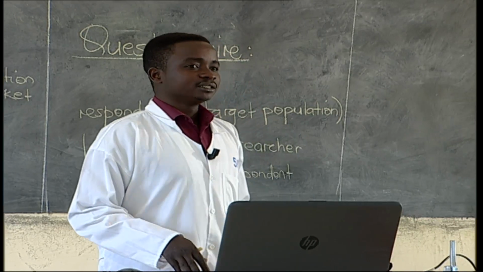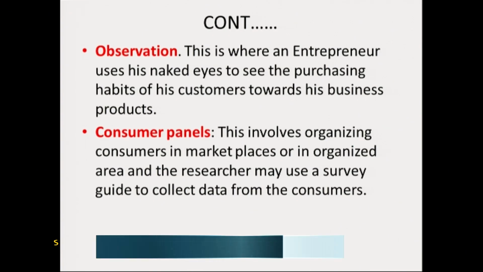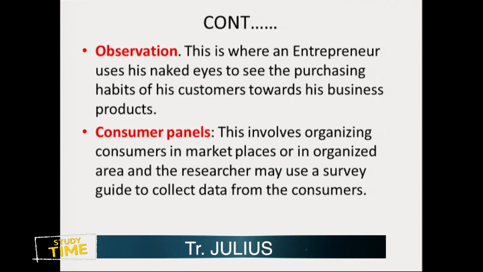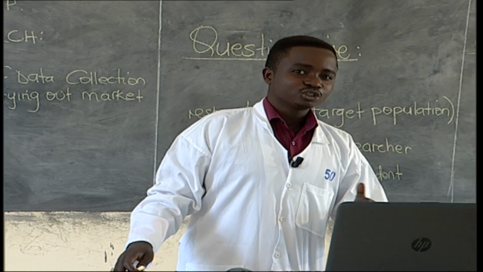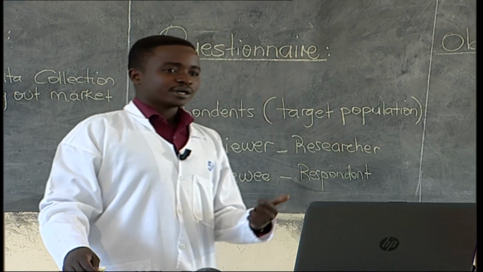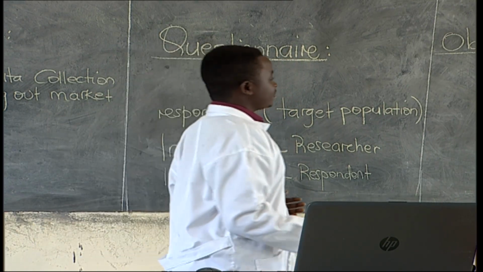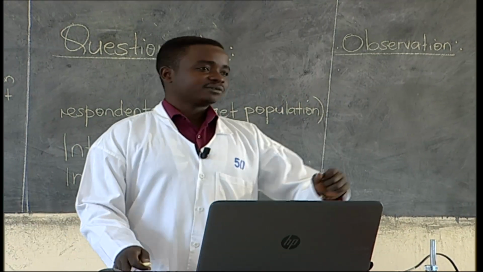Then we have number 3, which is observation. Method number 3 is the observation method. With the observation method, the researcher or the entrepreneur uses his naked eyes to monitor the purchasing habits of his customers towards his products. So you can use your eyes and you extract information. You observe something, and then you get information from your customers. Here, you may also observe, maybe customers come to buy your products. Your competitors are there, maybe like 4 sellers.